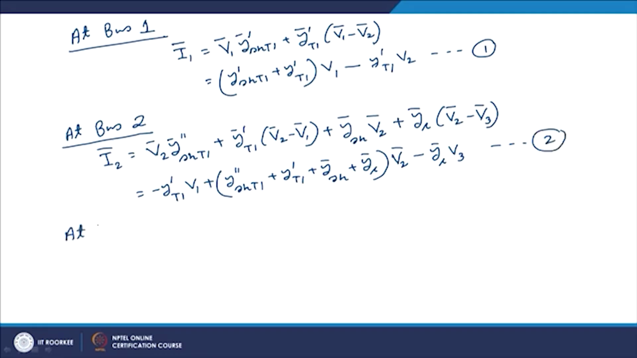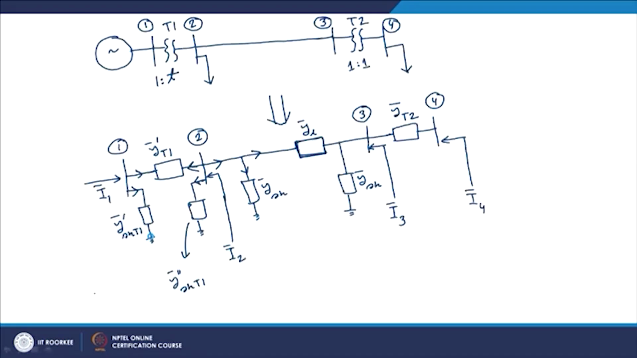Similarly, at bus 3, if I apply KCL at this point, this injected current would be equal to this current plus this current, and this current is again equal to this current plus this current. So, this injected current I3 would be equal to this current plus this current plus this current. So, we need to take into account all these 3 terms. So, let us do that.